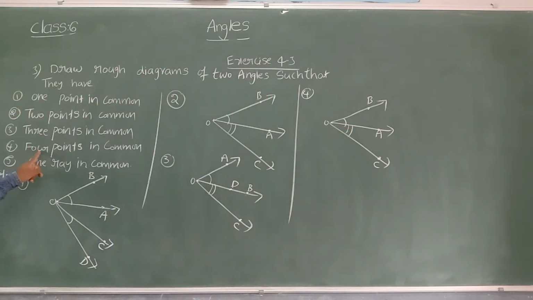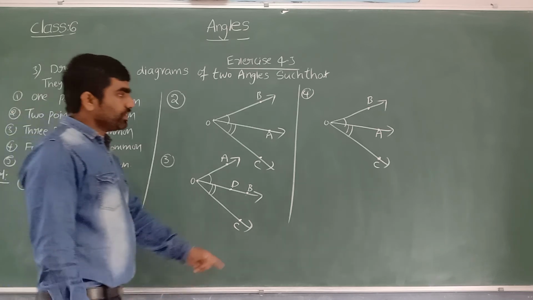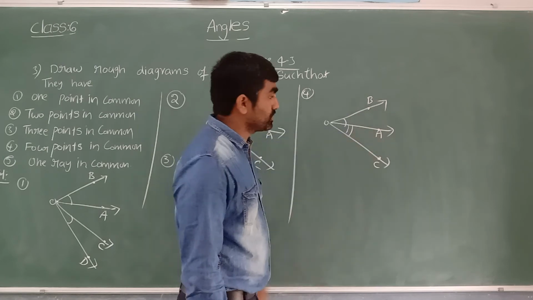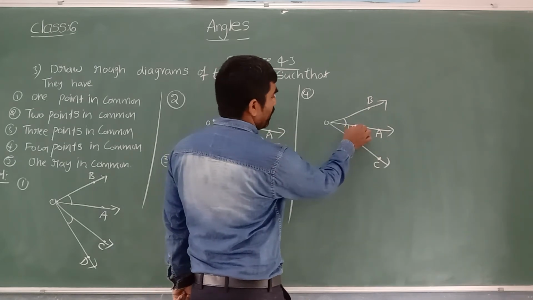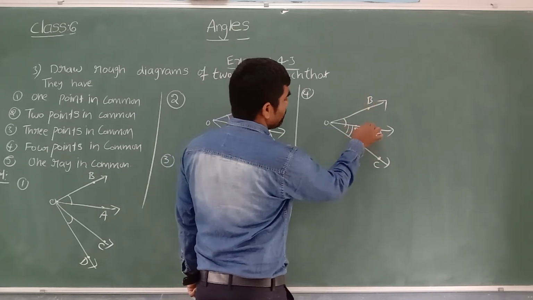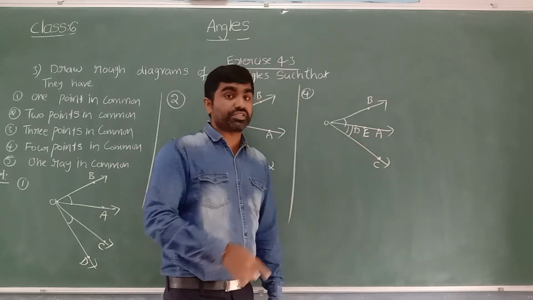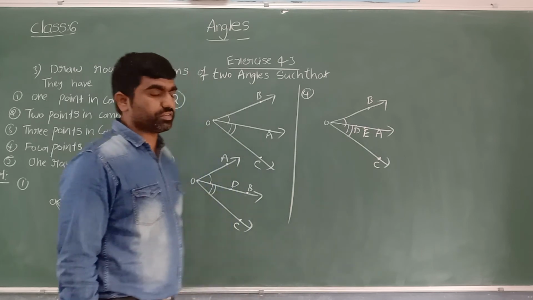Now we should take the points. 4 common points we can take. Yes, but I can see only 2 points, O and A, are common for both angles. We need 4 points. Let me take two more. Here let it be D, and here E. Yes, O, D, E, A are the 4 points which are common to both angles.